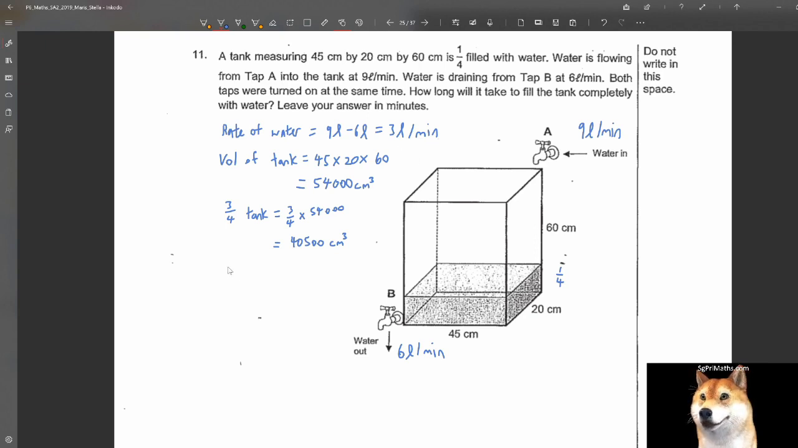So time. 3 liters, or 3,000 cm cube, will be equal to 1 minute. So the remaining volume, 40,500 cm cube, will be equal to 13.5 minutes. That's it.